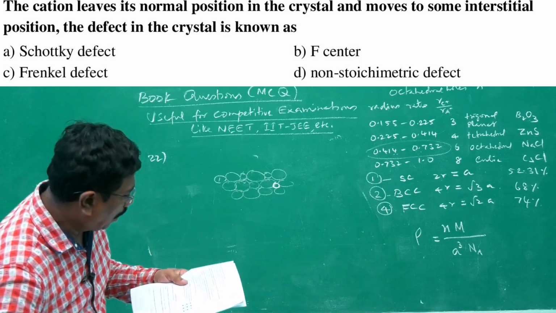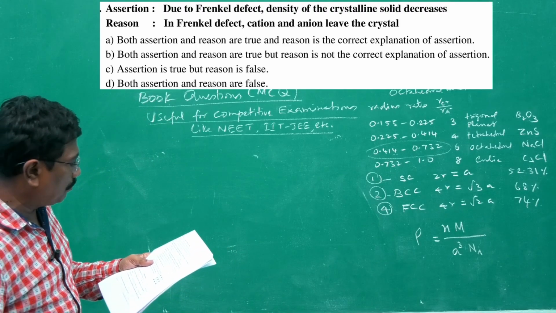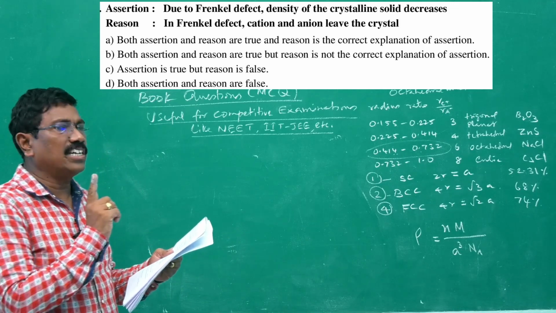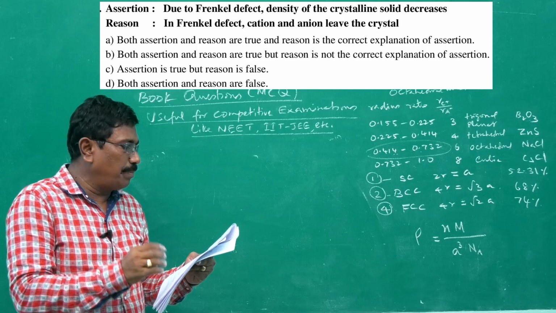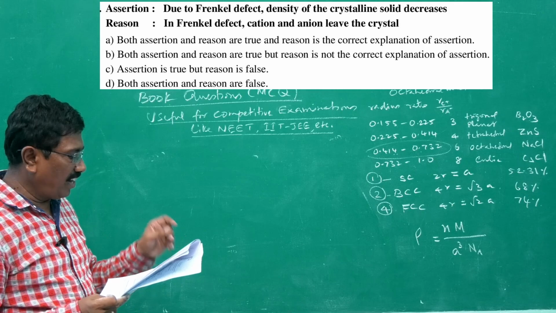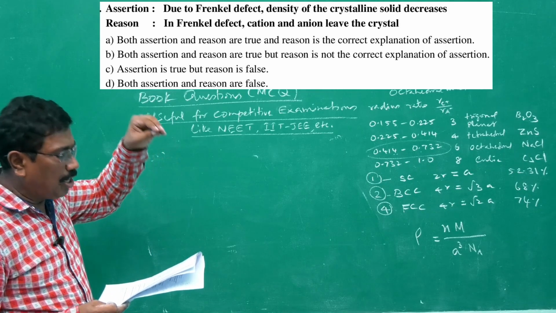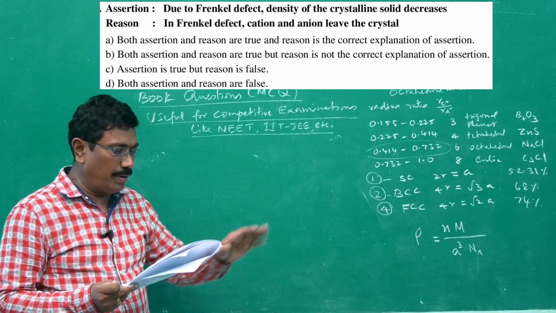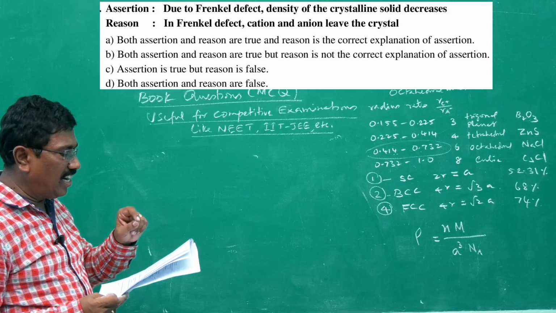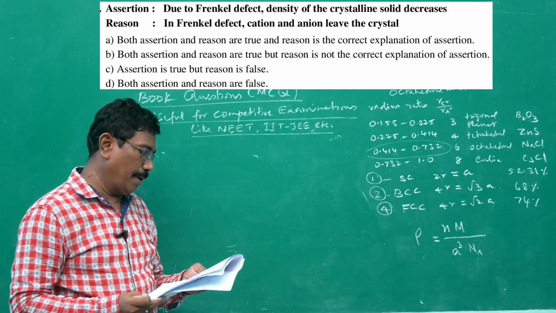All right. Option C. And 23rd, again Frenkel defect comes in. Due to Frenkel defect, density of the crystalline solid decreases. No. Only in Schottky defect does density decrease, because equal number of cations and anions leave from their site. Whereas in Frenkel defect, the cation leaves the regular site and occupies an interstitial place, therefore density will not be altered. So the assertion is wrong. In Frenkel defect, cation and anion leave the crystal? No, it won't leave the site. That is also wrong. Therefore option D.